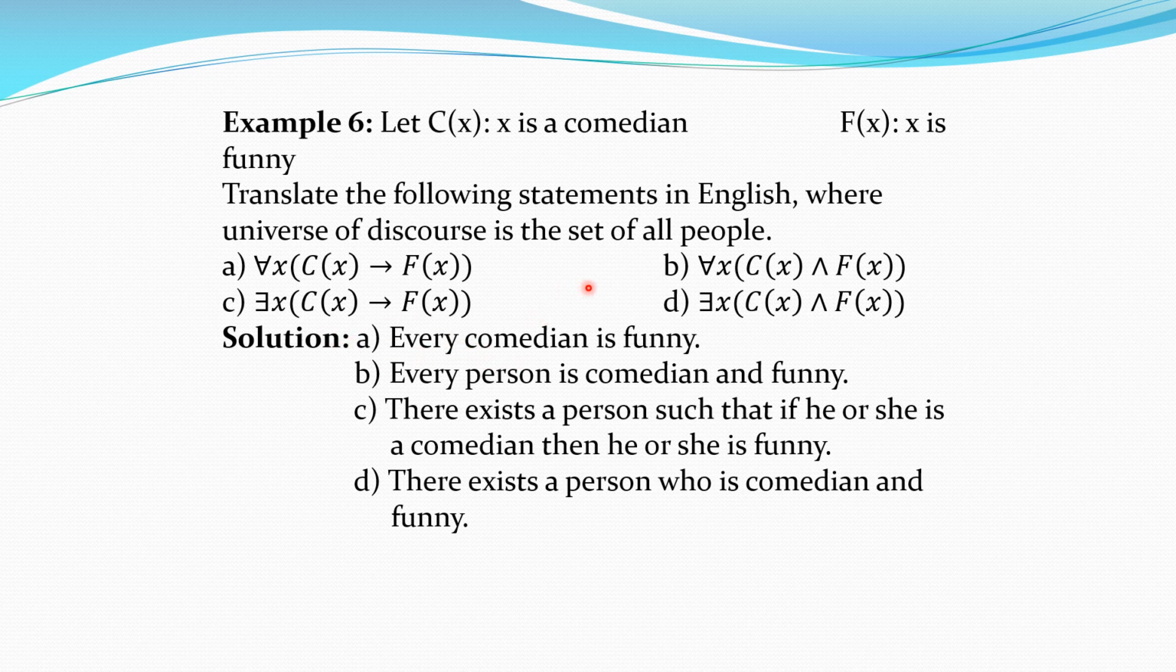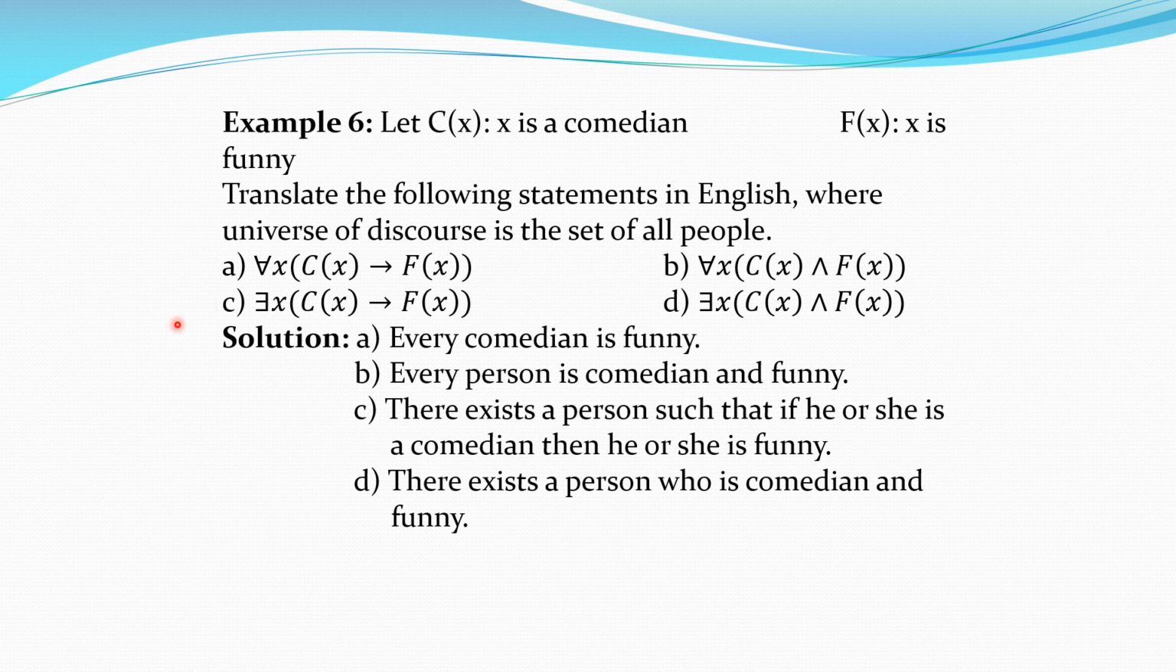Now B, for all x, Cx and Fx. Now for all x means for every person, Cx as well as Fx means every person is comedian as well as funny. So how to write in English? Every person is comedian and funny.